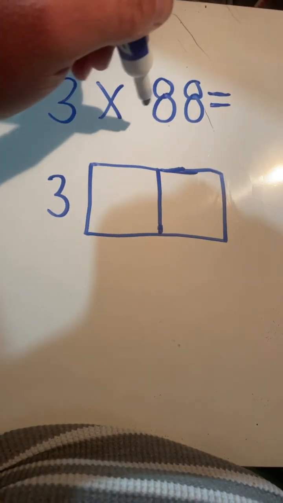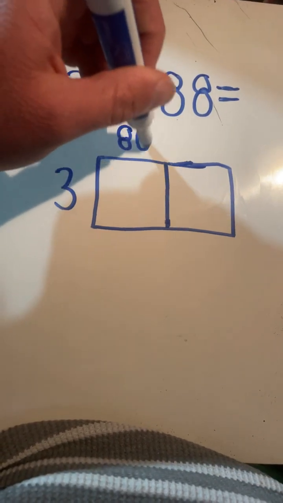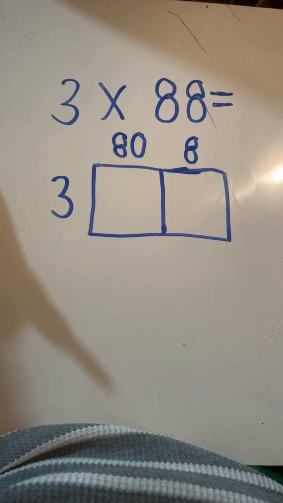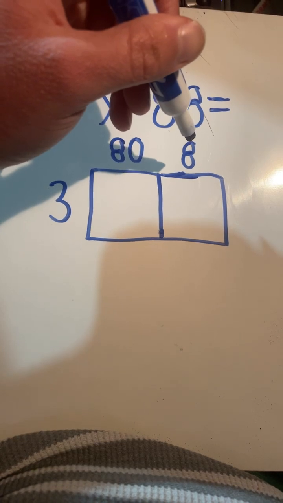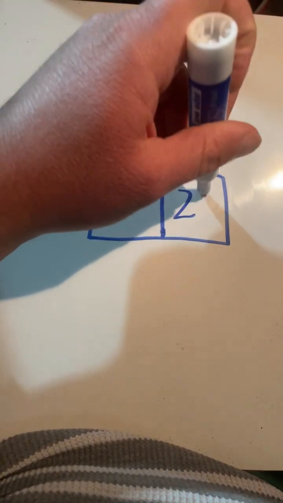So now I'm going to break 88 down into expanded form. So 8 tens is the value of 80. 8 ones is the value of 8. We are going to multiply 3 times 8 and put that in this square first. 3 times 8 equals 24.